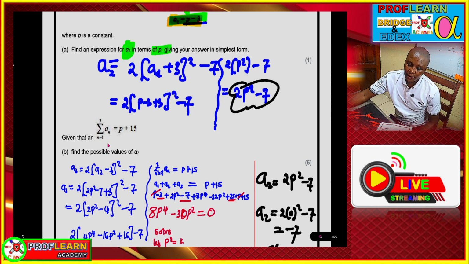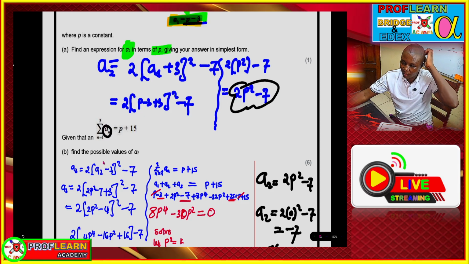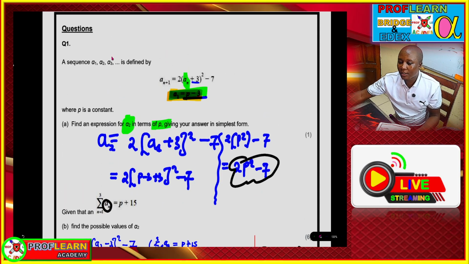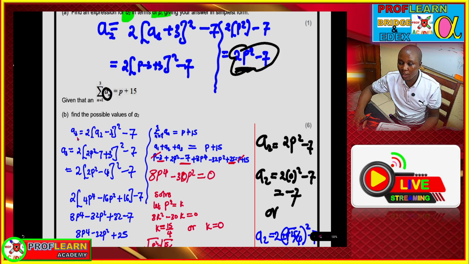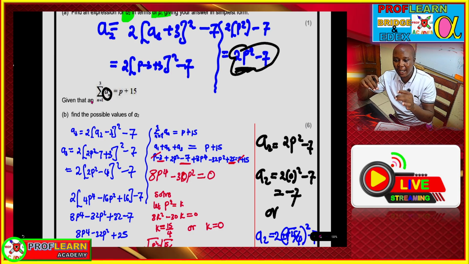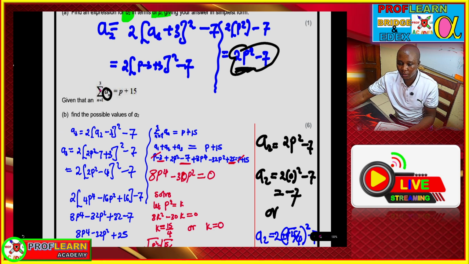Now we are supposed to find the summation of n equals 1 all the way to 3 for this particular series. So the first thing that we need to remember is that A1 is P minus 3, A2 is 2P squared minus 4. We had gotten it. Now we need to find A3, so that we are going to add the 3 terms, the first A1, A2, A3, because the summation formula means adding the terms from A1 all the way to A3. That's what this means.